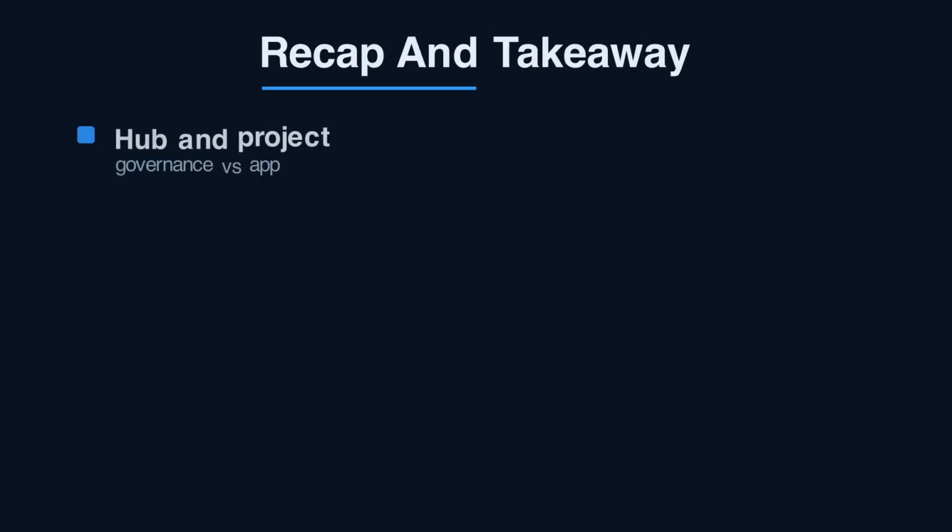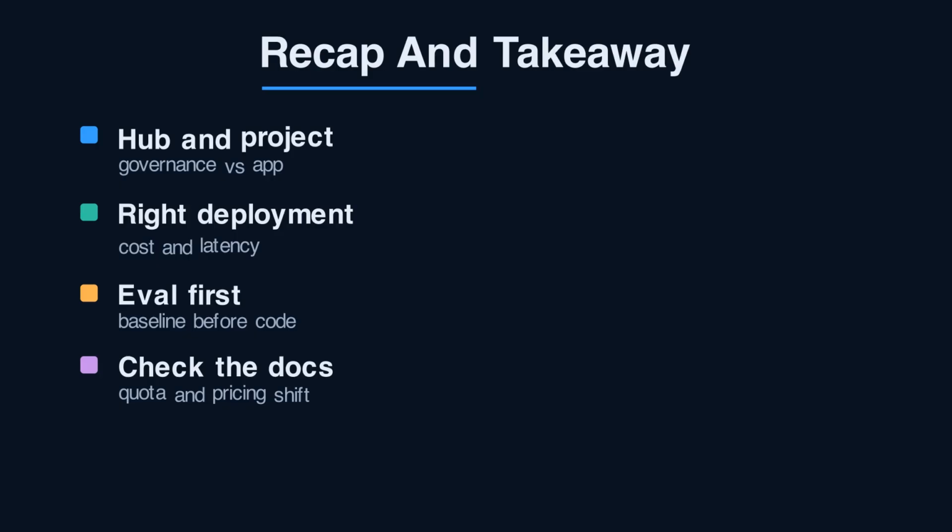So the model is simple. A hub holds shared governance and connections. Projects hold your apps. You deploy models with a billing mode that matches your traffic, build with agents and prompt flow, evaluate every change against a dataset, and ship behind content safety with full tracing. The one concrete takeaway, before you write any application code, stand up an eval dataset and a baseline run. That eval harness is what lets you change prompts and models with confidence instead of guessing. Pricing and model availability shift constantly, so check the current Azure docs for quota limits and evaluator details before you commit.